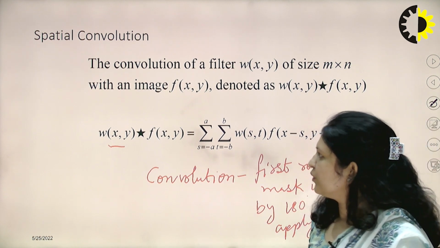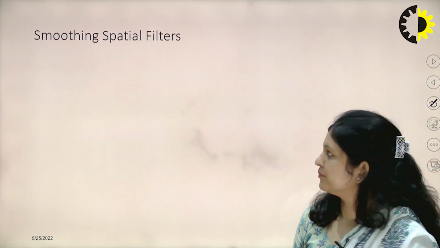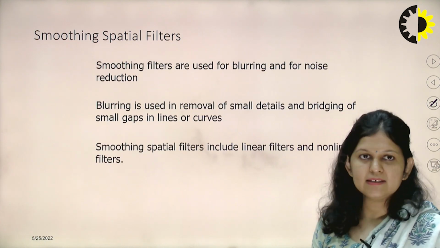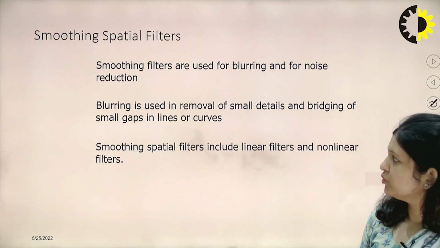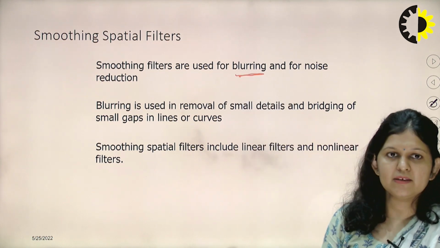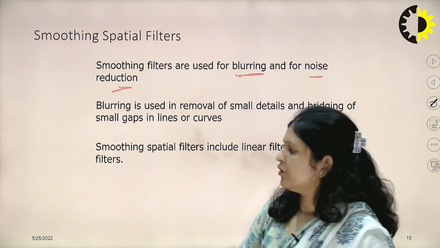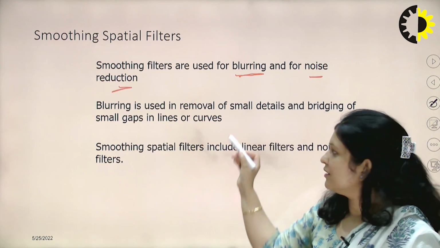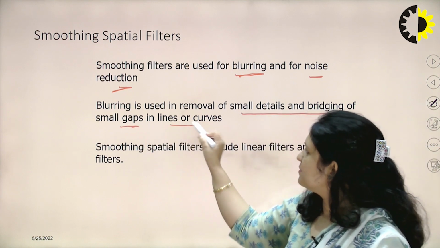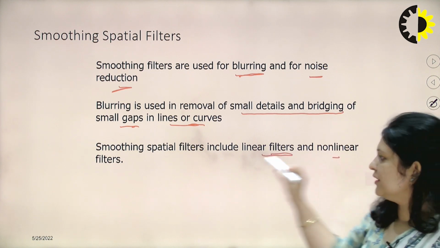So this is what we do, and remember this is the symbol for the convolution. Then smoothing filters. The first filter is basically the box filter. Smoothing filters are used for blurring, and the basic purpose of the smoothing filter is noise reduction. We use it for removing the noise. In the case of blurring, the small details and the bridging of the small gaps in the line are removed. So smoothing includes linear filters and non-linear filters.